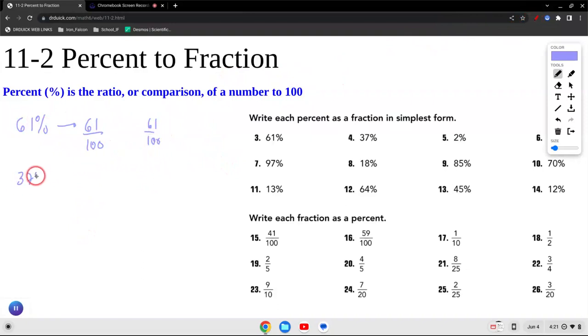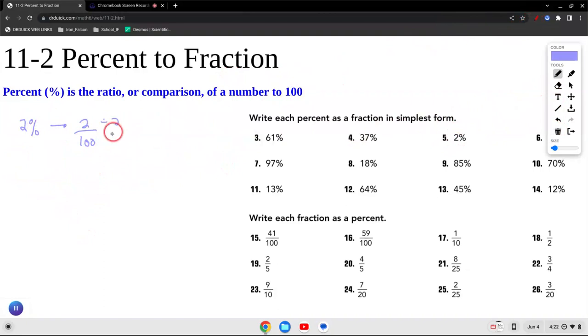Taking 37%, it's the same thing. You just end up with 37 over 100. There's nowhere to go. Let me grab one that's a little more interesting, like 2%. Okay, let's take 2%. If I was to take it to anything, it'd be 2 over 100.